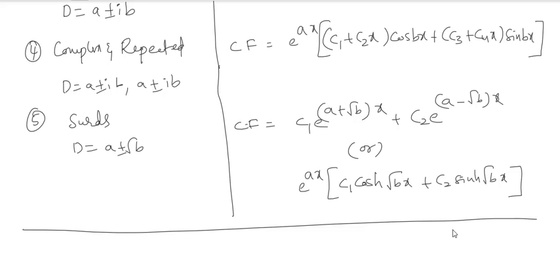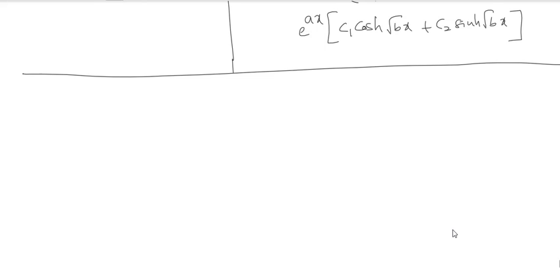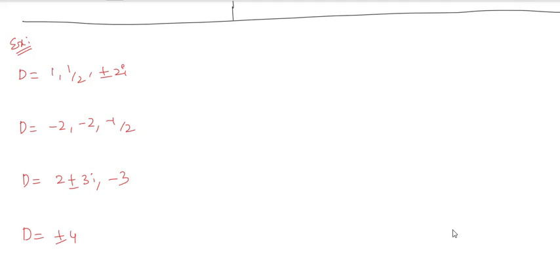So try to understand this one. We will take some examples so that you can have an idea. Based upon that, you people have to write the complementary function. So let me take some examples. First one, D equals 1, 1 by 2, then plus or minus 2i. Next one will be minus 2, minus 2 and minus 1 by 2. Then the next D will be 2 plus or minus 3i, comma minus 3. Then the other one will be plus or minus 4i, comma plus or minus 2. For all these cases, you have to represent your complementary functions.